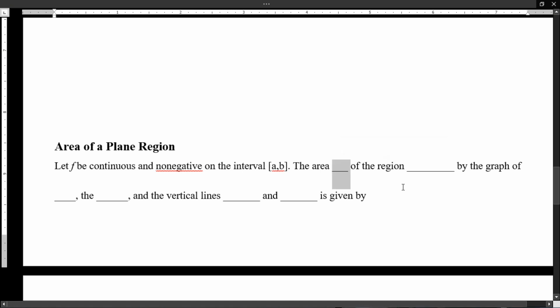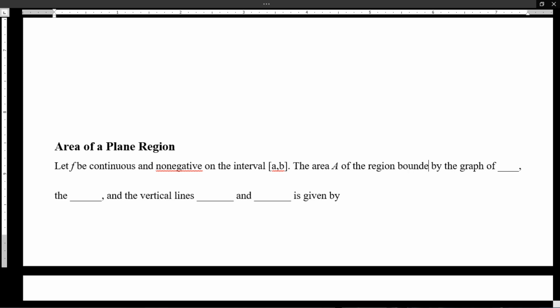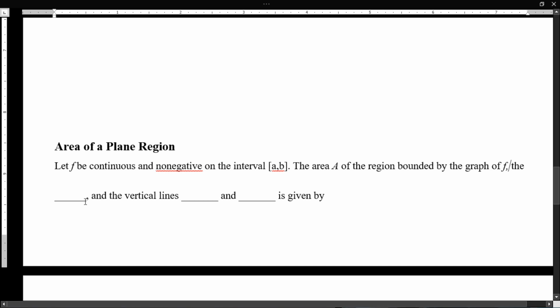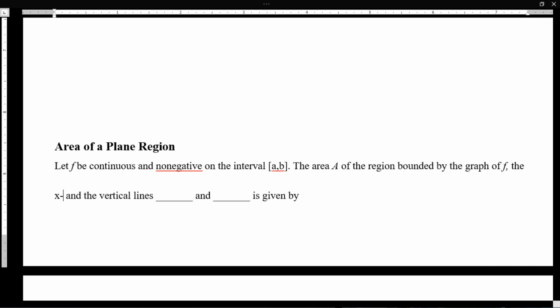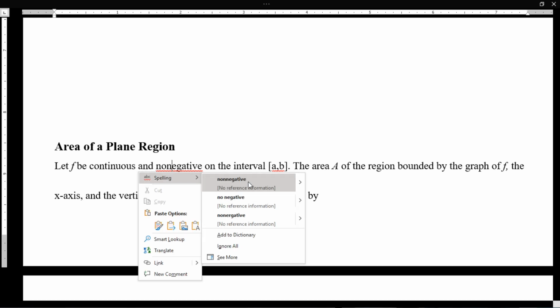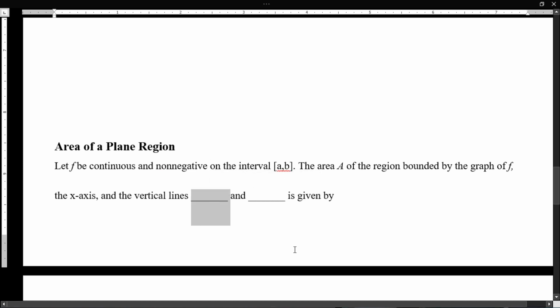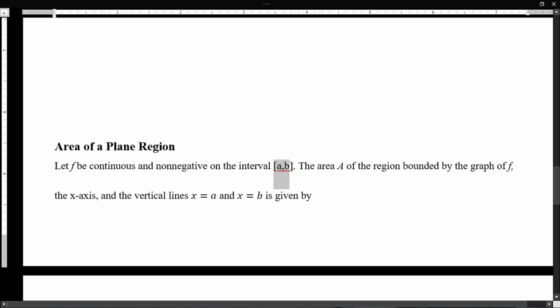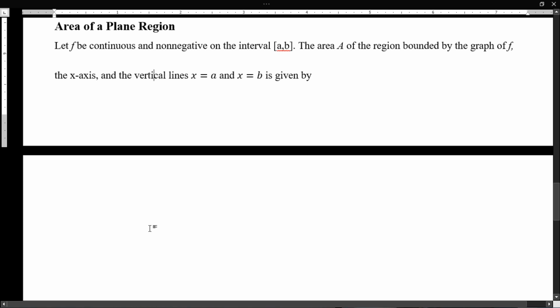The area A of the region bounded by the graph of f, the x-axis, and the vertical lines. So the area contained by the x-axis, the graph of the function, and the vertical lines. What are the vertical lines? Well, the vertical lines are x equals a, our first one, and x equals b. So we're actually finding the area of a graph that is defined by this interval with these two lines, our x-axis and our graph. And it's given by this formula right here.